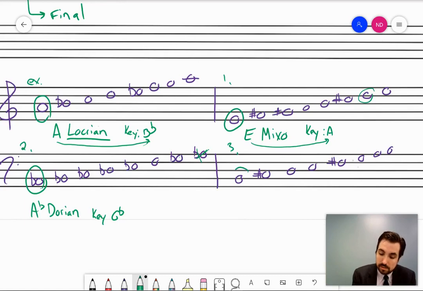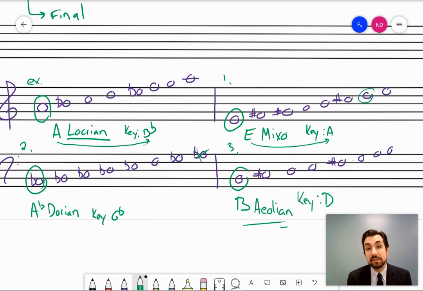Last one is B something. Starts on B. Pull out the key, 2 sharps. 2 sharps is what major key? D. B is what number in the key of D? It's 6, so that means this is B Aeolian, which I understand is natural minor, but if the question is asking you what mode is this, you got to call it Aeolian and not natural minor. Okay, so a lot there. All of the mode types, how to write them, and how to identify them.